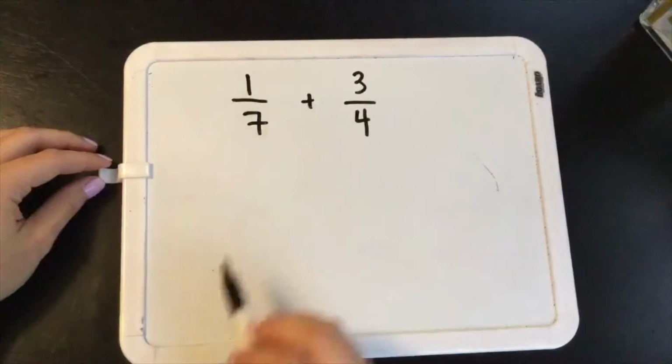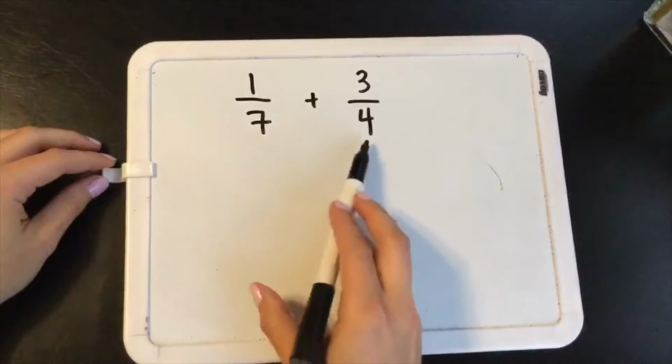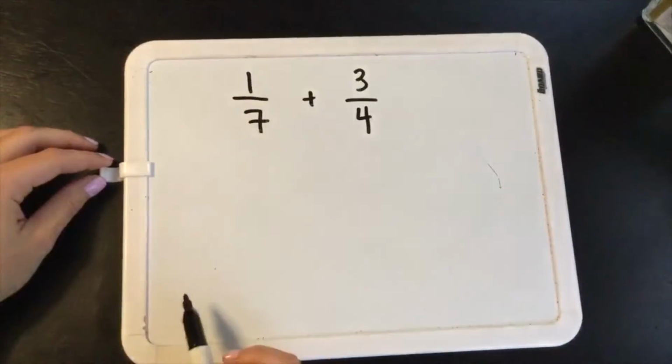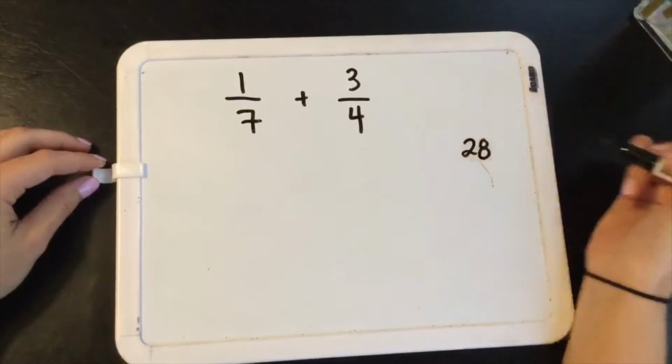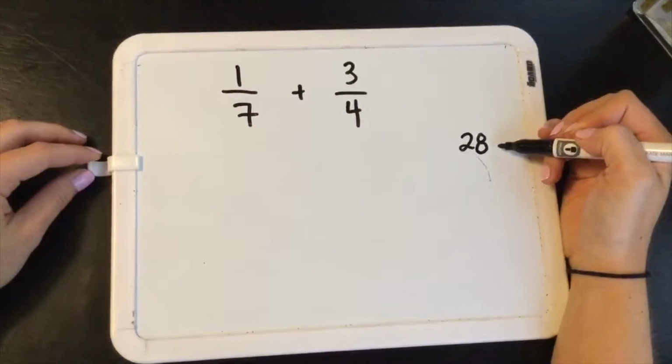What's the smallest number that both 7 and 4 can go into? Well, let's multiply 7 times 4 because we know that 7 times 4 is divisible by 7 and 4. 7 times 4 is 28. That's what we want our denominator to be.